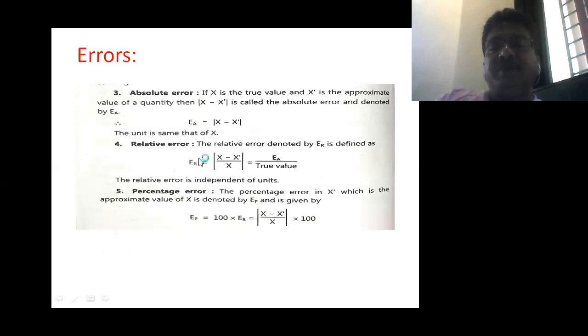And the definition of relative error is what? The absolute error divided by true value or correct value of the quantity. So that is mod x minus x dash divided by x. This is the definition of relative error.